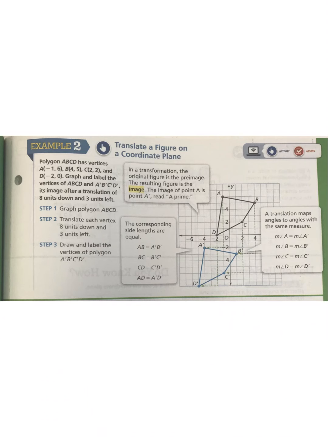We see the highlighted word that says transformation is a change in the position, shape, or size of a figure. And then a translation is talking about these, that when we move it, okay, we're sliding it.